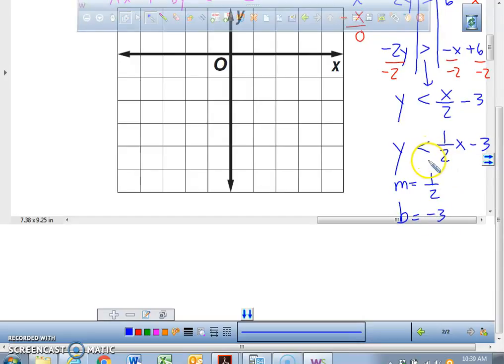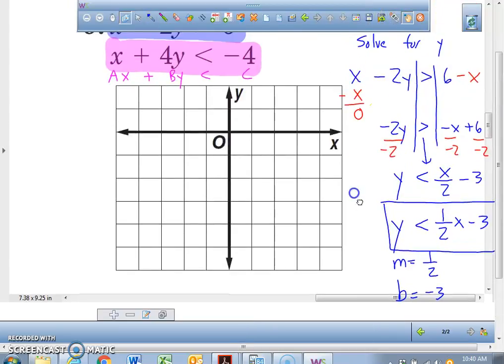You could leave it as x over 2. As long as you understand that your slope is a half, you can leave it as x over 2. I'm trying to get everybody to understand that x divided by 2 is the same as multiplying by a half. Dividing a number by 2 and multiplying by a half is the exact same thing. Up 1, over 2.